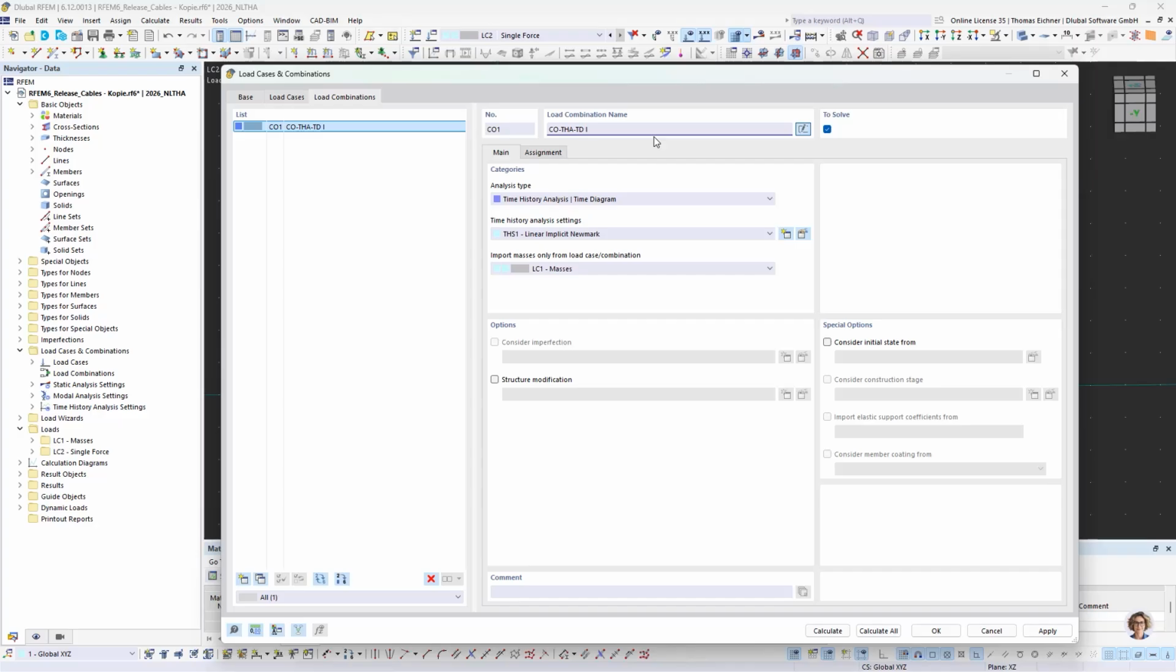Linear. And the second one will be the same but nonlinear, and we change the solver there. And well, quite straightforward, that's done. Let's just calculate it.